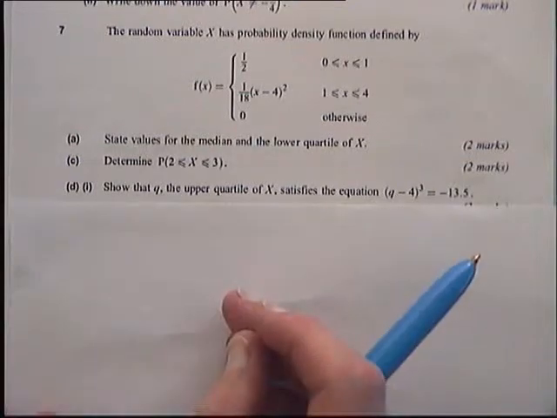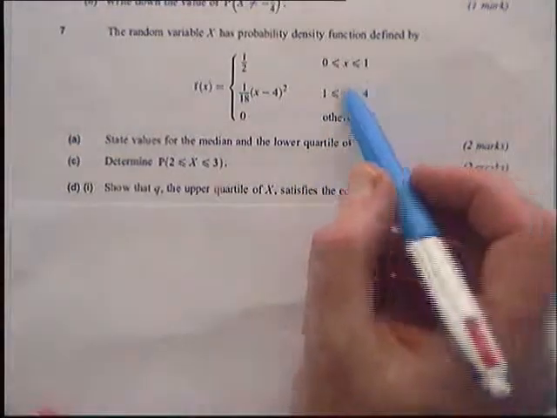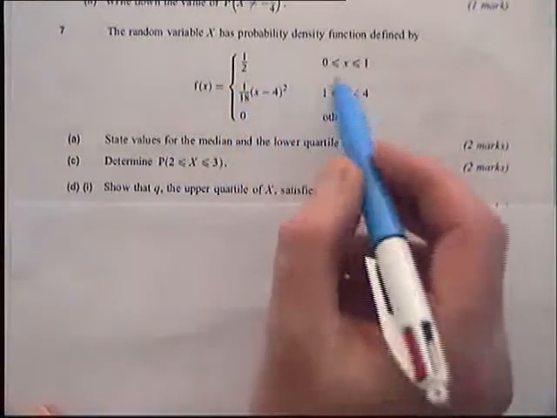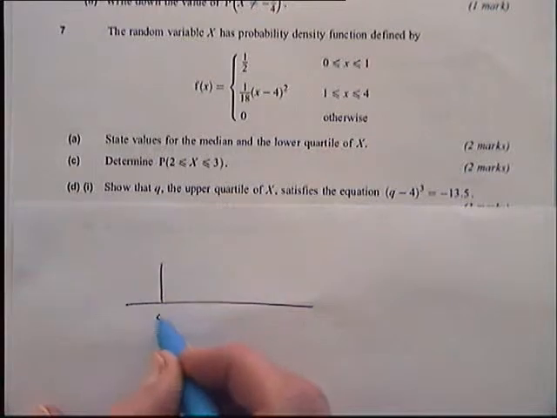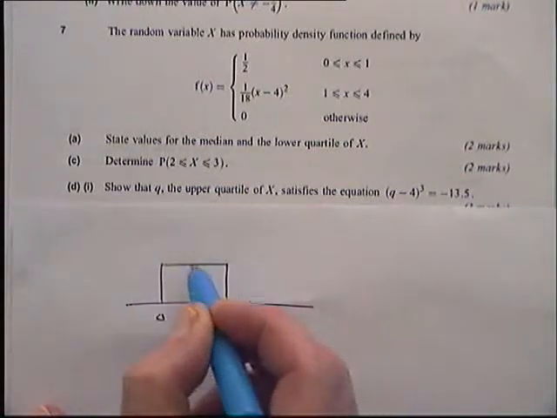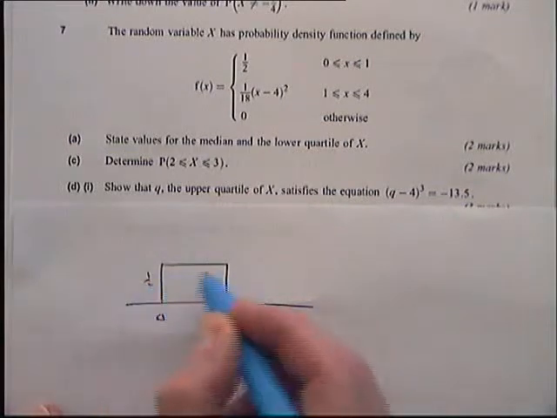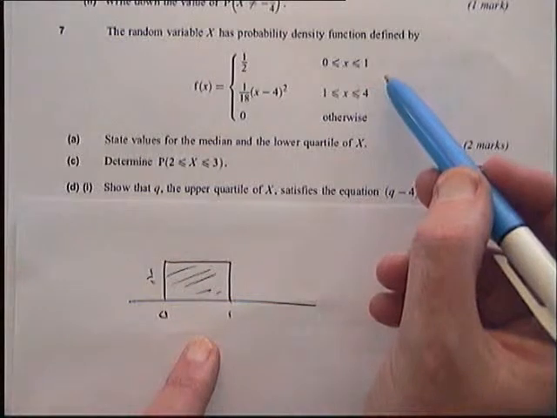What are they hoping you'll spot here? Does anybody want to say? It's 1 because your first figure is between your 2 and 1 is a half. Yeah, that's exactly right. If you sketch this, it starts at 0 and goes to 1, and that has a height of a half everywhere. So the area of that bit is a half. So the median is 1.